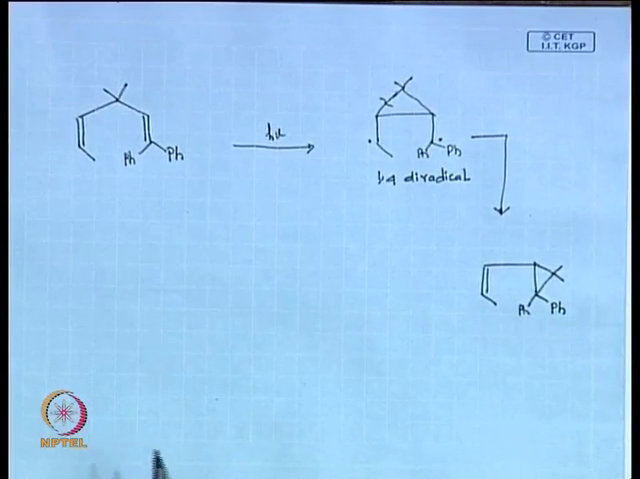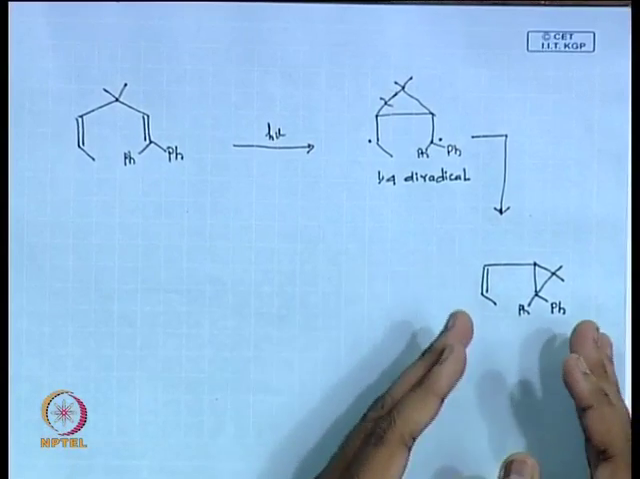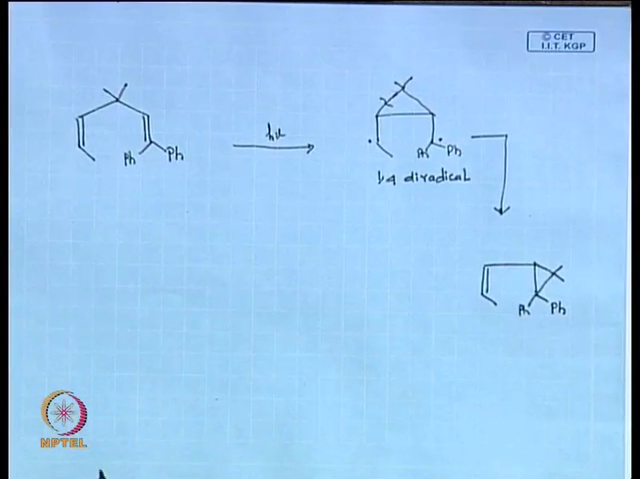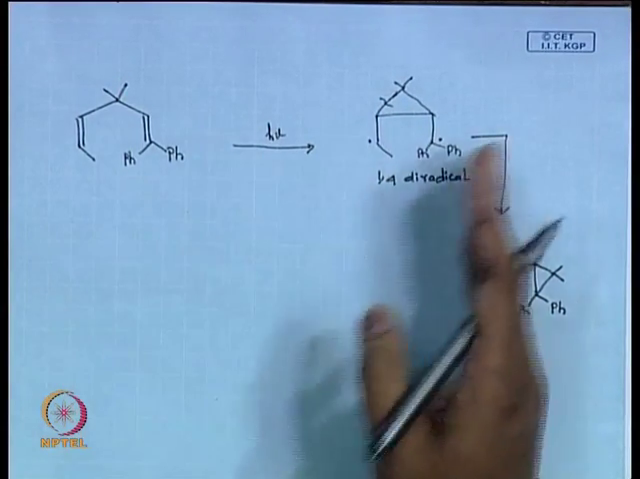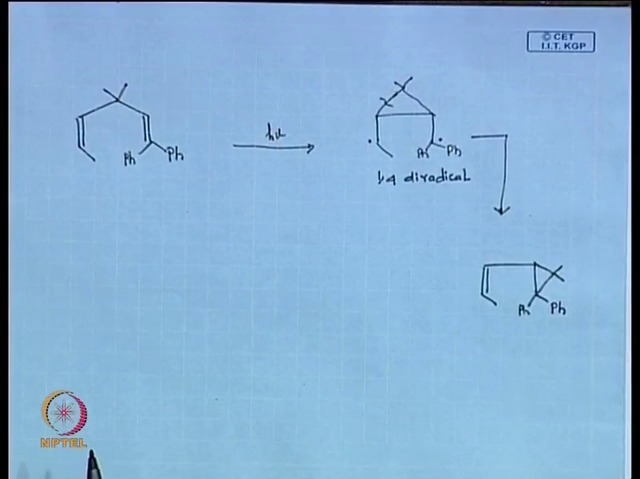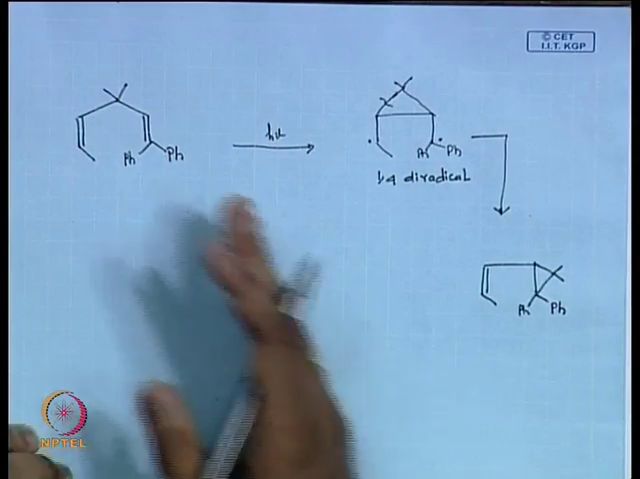But what happens in this reaction is that you get this product, but very minor, but you get another major reaction happening in this case. Yeah, that is fine, but the 1,4 diradical itself is not formed. It does not go this pathway at all.